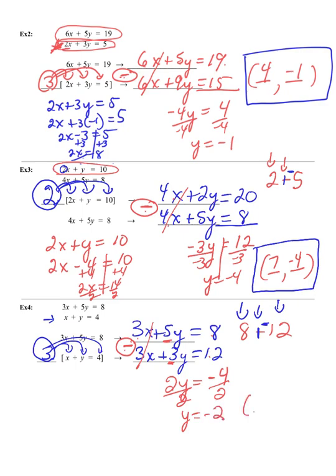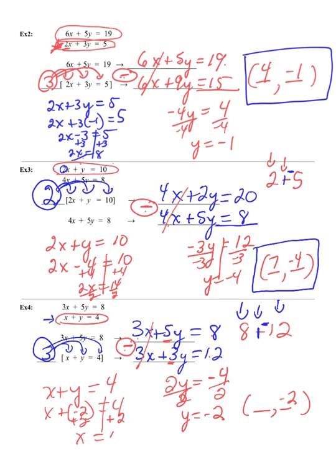So start my ordered pair, put in negative 2. All right, now again, I'm choosing the second line because coefficients are smaller. So I have x plus negative 2 equals 4. Solve this equation, add 2 to each side. x is equal to 6. There you go, 6. So my ordered pair is 6, negative 2.